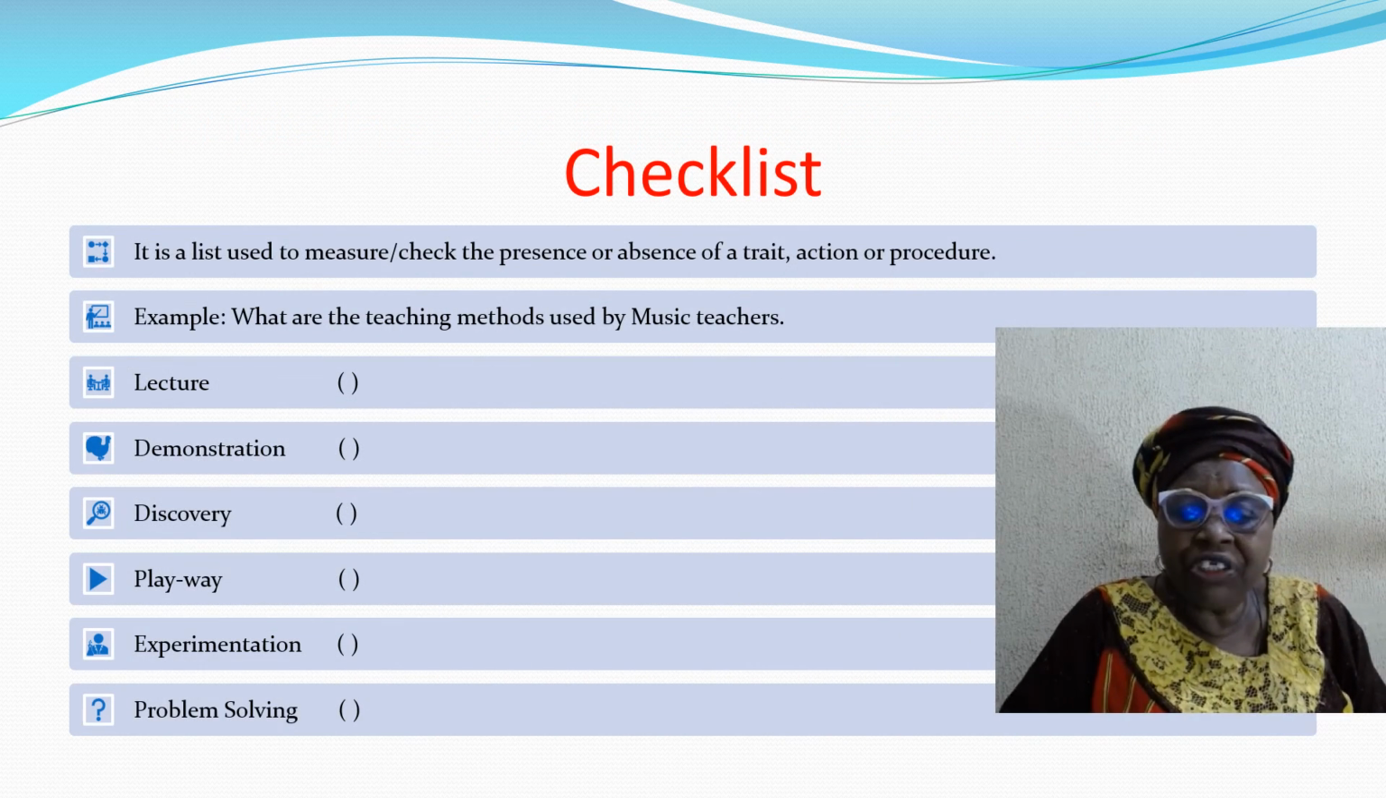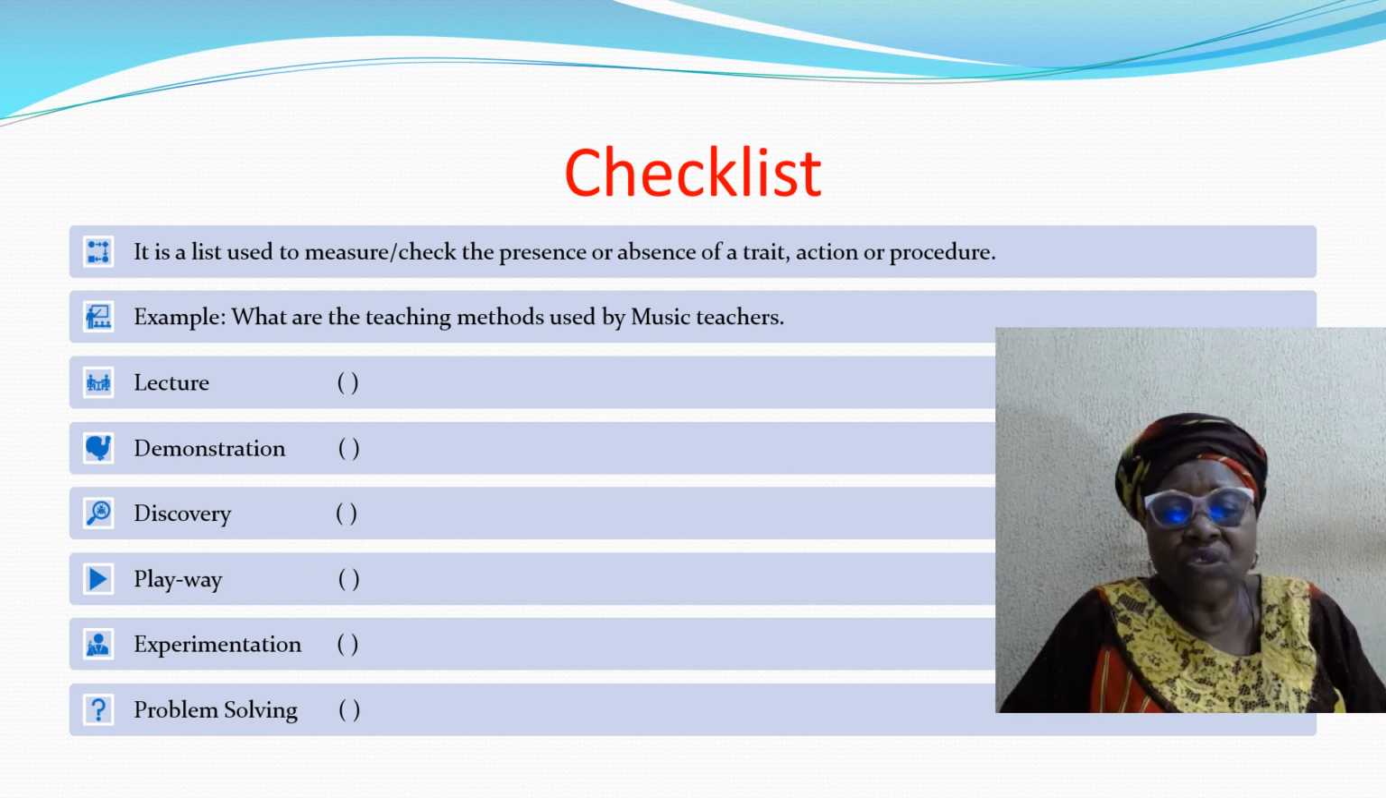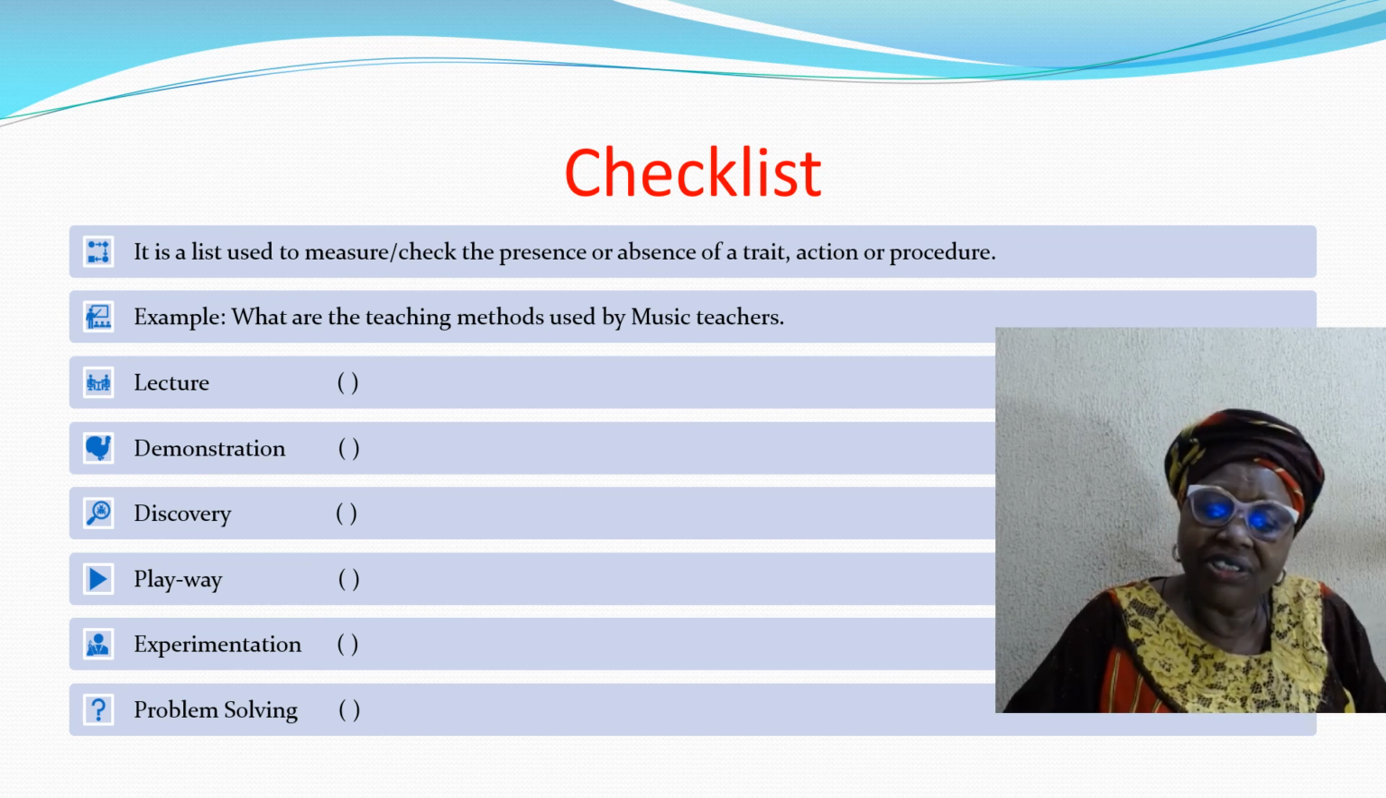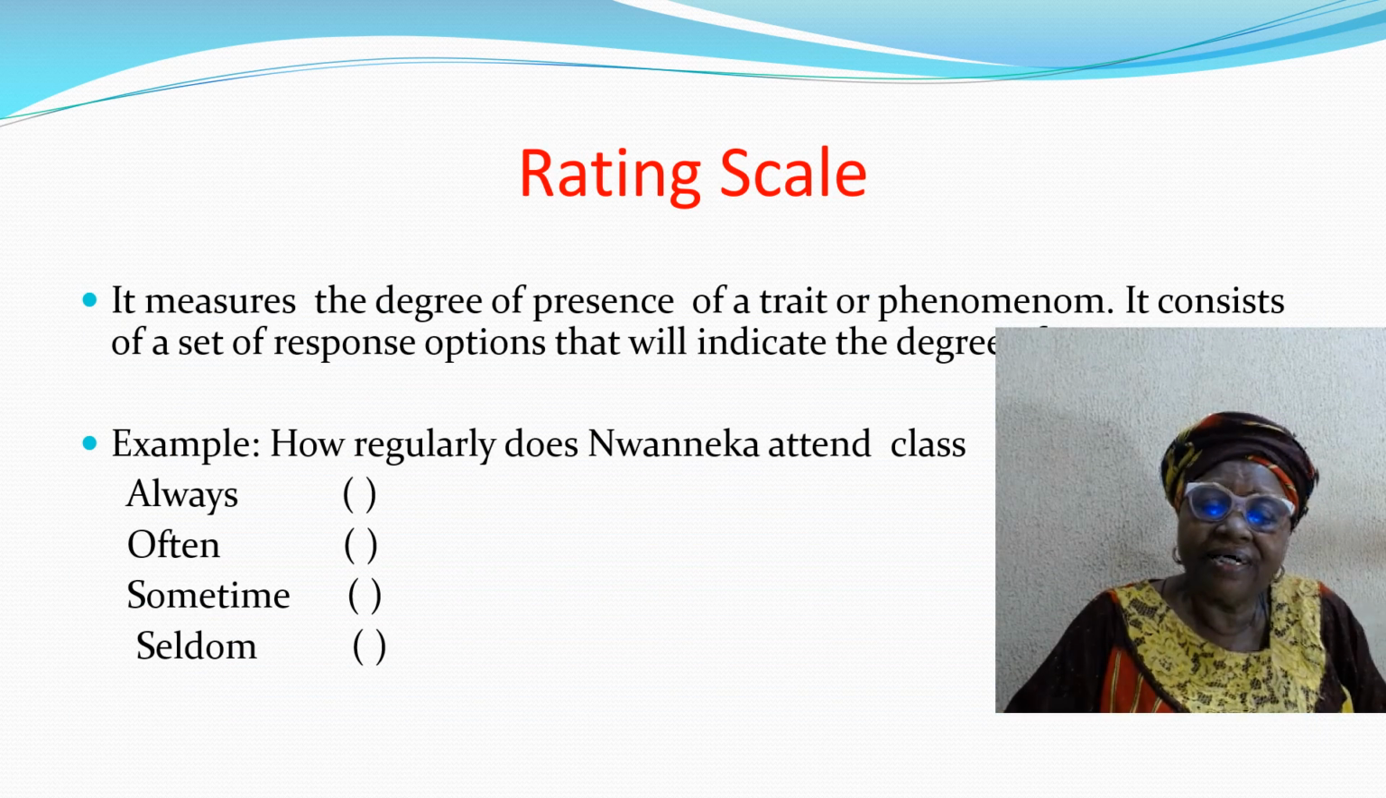So we have been mentioning checklists. Checklists can be part of instruments. It can also be seen as an instrument. It is a list used to measure or record the presence or absence of a trait or phenomenon. Example, what are the teaching methods used by music teachers? You have lecture, demonstration, discovery, playway, experimentation, problem solving. So as you observe different teachers, you check which one they use while teaching. And this one is about music teachers.